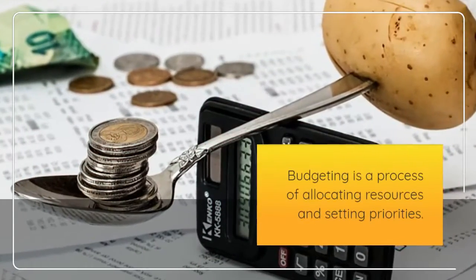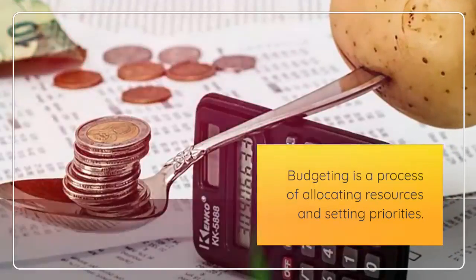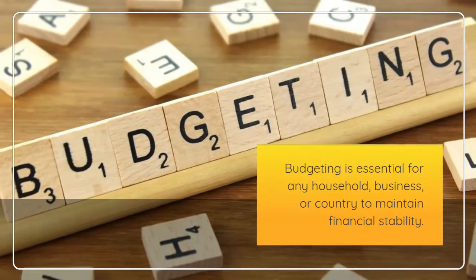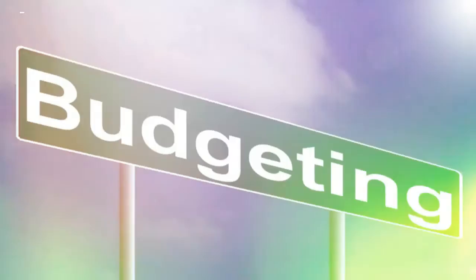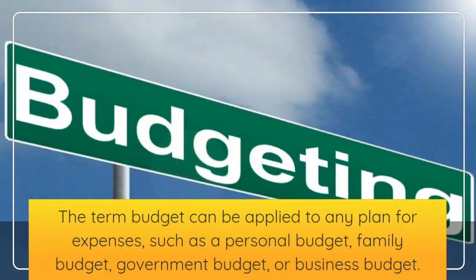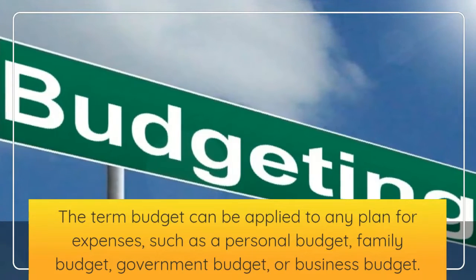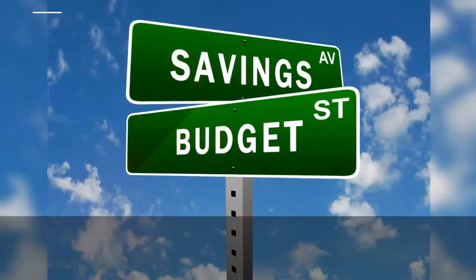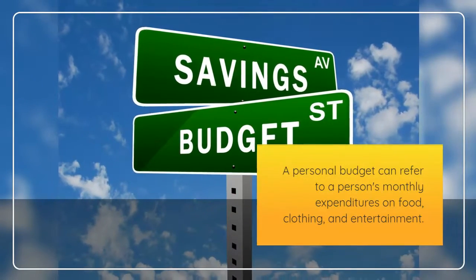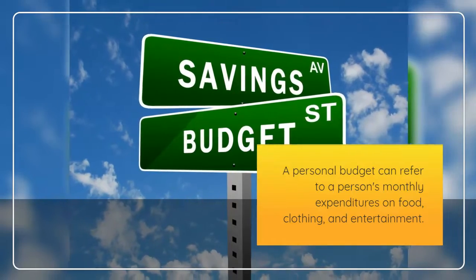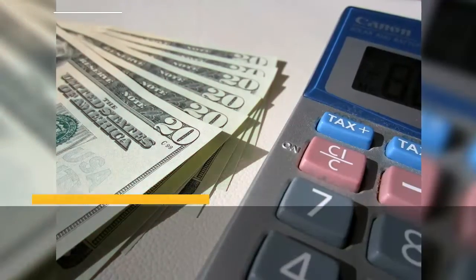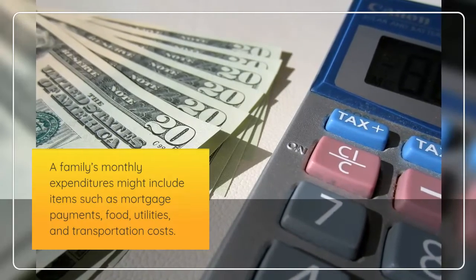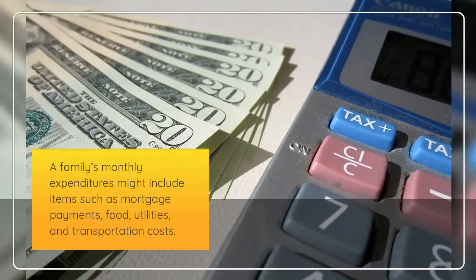Budgeting is a process of allocating resources and setting priorities. Budgeting is essential for any household, business, or country to maintain financial stability. The term budget can be applied to any plan for expenses, such as a personal budget, family budget, government budget, or business budget. A personal budget can refer to a person's monthly expenditures on food, clothing, and entertainment. A family's monthly expenditures might include items such as mortgage payments, food, utilities, and transportation costs.